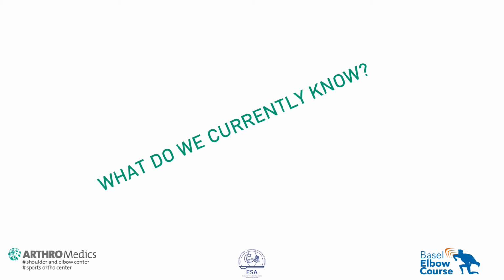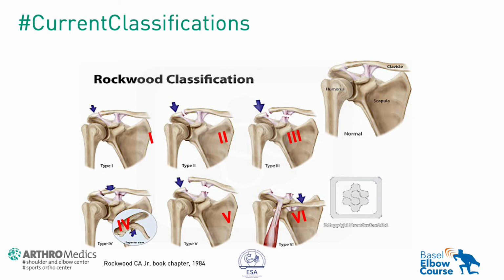Well, what do we currently know? We know about the Rockwood classification, about the different stages, 1 to 6, and then there are also some other classifications out there like the Bannister classification or the Tossy classification. The Rockwood classification basically tells us if the CC ligaments and the AC joint capsule are ruptured or not, and how much they're ruptured.